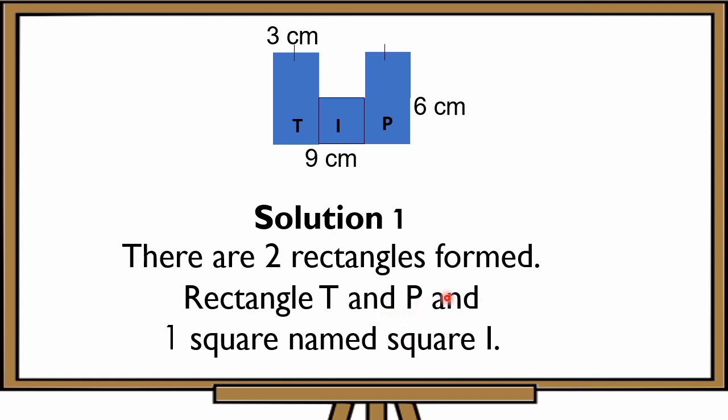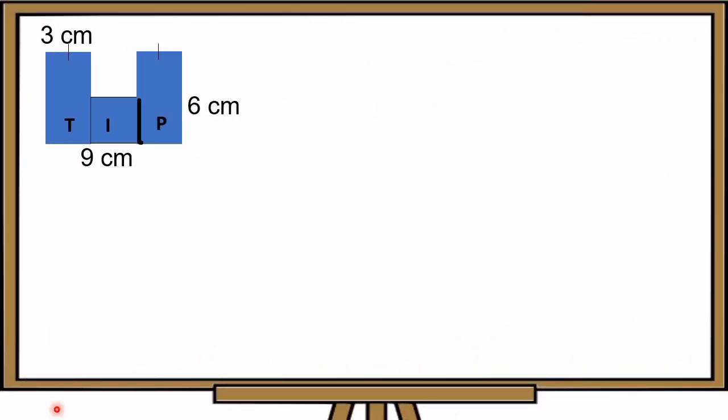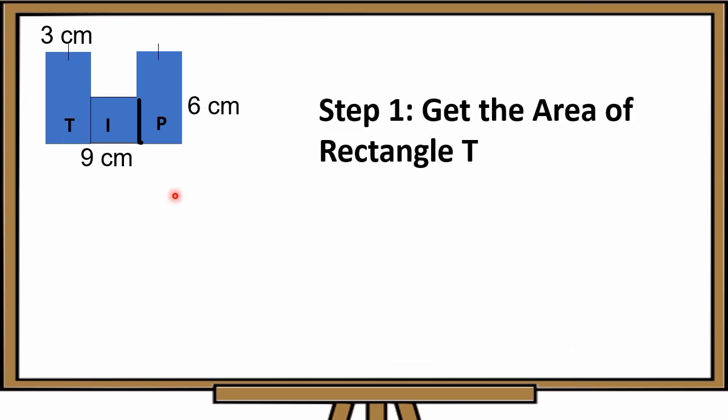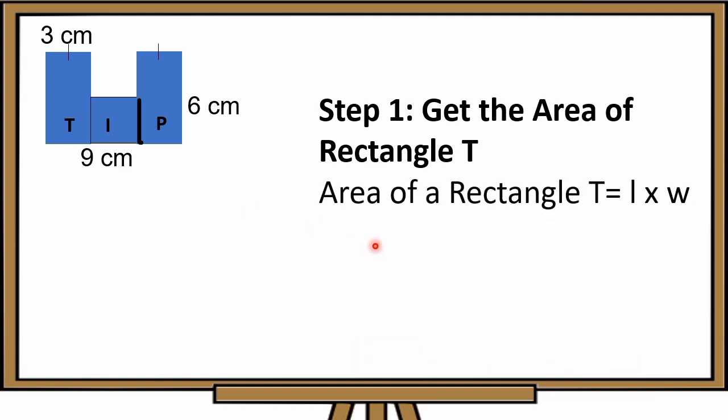There are 2 rectangles formed. This is the first rectangle and then this is the second rectangle, rectangle T and rectangle P. And then 1 square which we named square I. Okay, the first step is we will get the area of the first rectangle, or the rectangle T. The formula in finding the area of a rectangle is equals to length times width, or L times W.